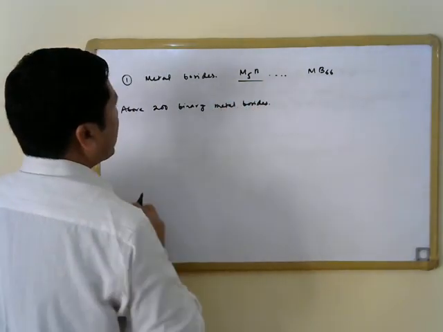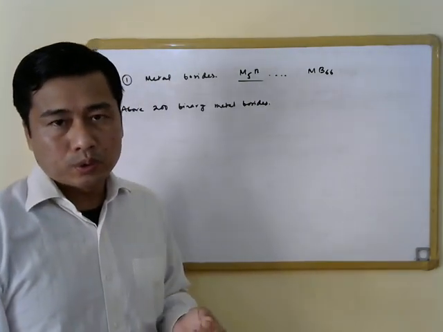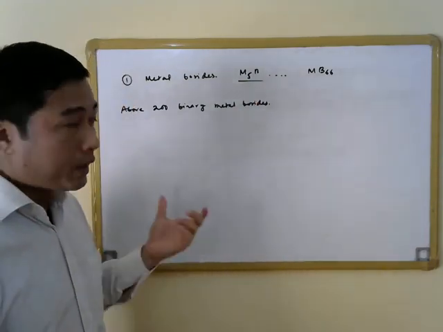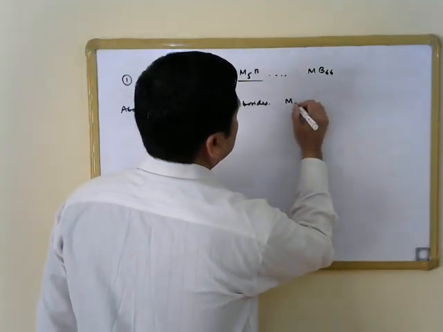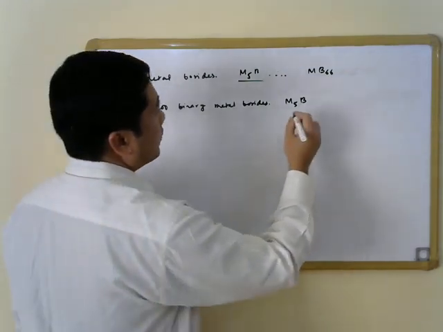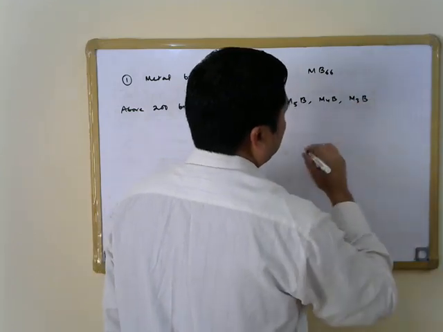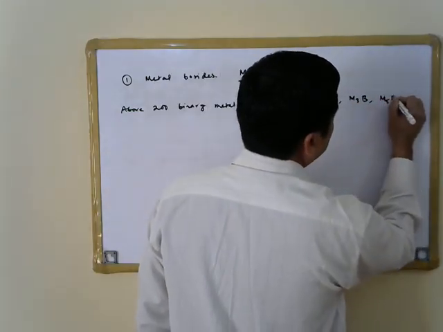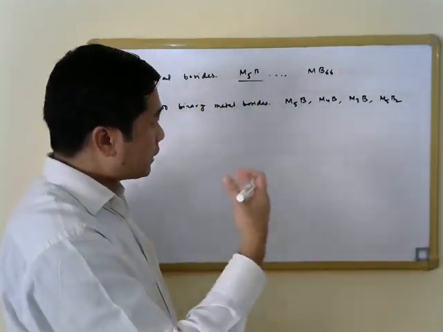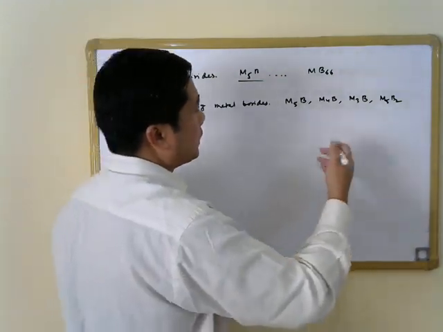So what do we mean by binary metal borides? These are compounds of one metal with boron. Examples of these binary metal borides we have already given, but we can write more examples. M5B, say M4B, M3B, and then we also have M5B2. So here the ratio of metal is progressively decreasing and the ratio of boron is progressively increasing. That is what we see over here.